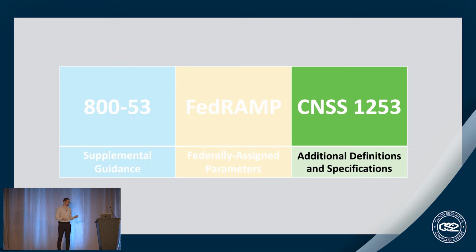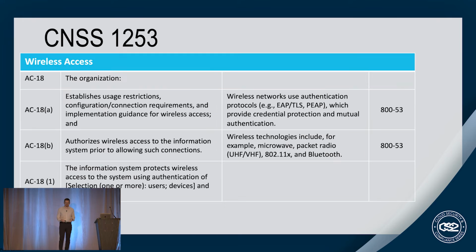So next we would have CNSS, our National Security Systems Overlay. Here we just get additional definitions and specifications that can be super handy for acting as a tiebreaker in early implementation discussions or planning. So again, we'll take a look at an example here.